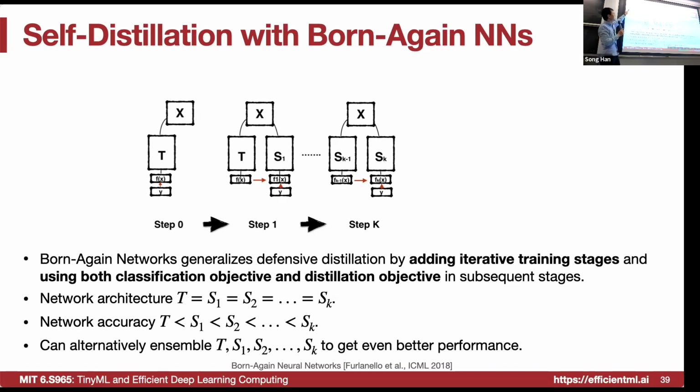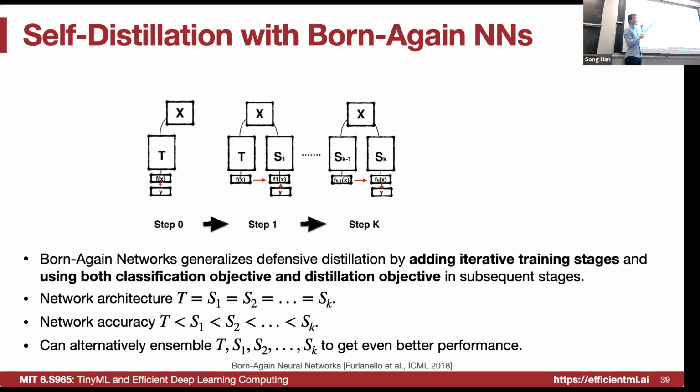This work is very interesting, called self-distillation with born-again neural nets. So what is a born-again neural net? You start with some neural network. Here we have a teacher model, and here we have the correct label. Given x, we pass it to this teacher model and we get f(x). We have the ground truth y, and we use this y to supervise f(x). And then we use this teacher to train a student model.